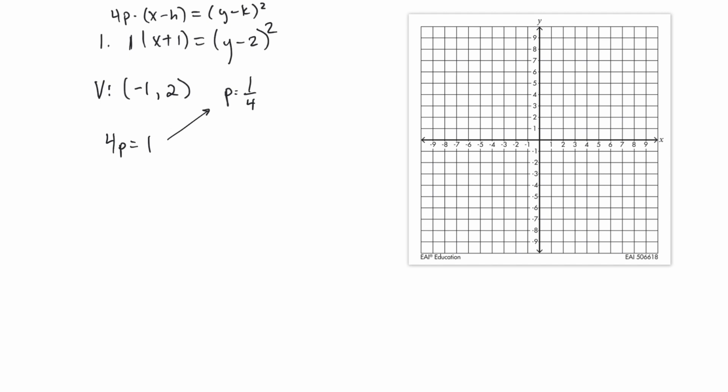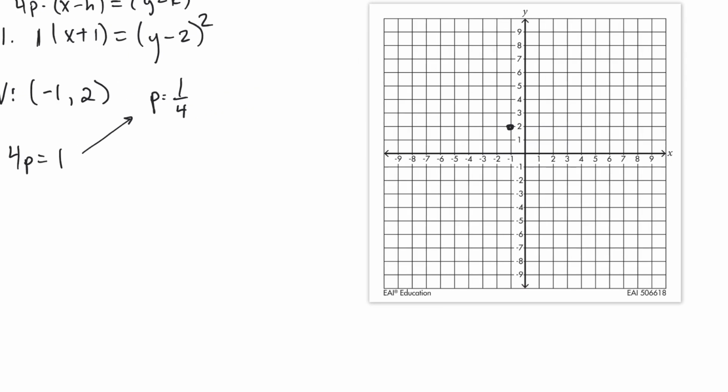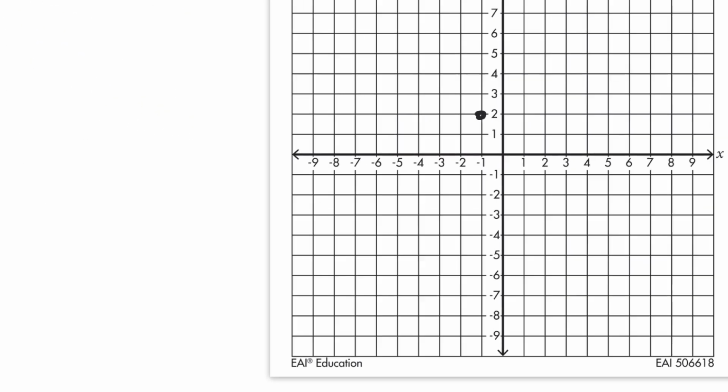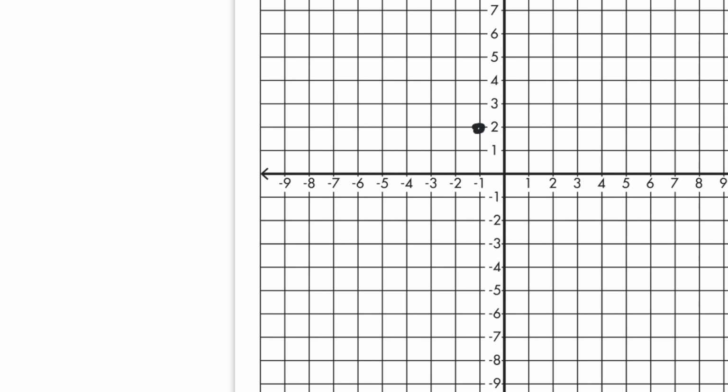Technically, this is all I need in order to graph something. And so what I'm going to do is draw the parabola with this information. So the first thing we're going to do is label the vertex on our graph. So we're going to go over negative 1 and up to positive 2, right? So you're going to see that. Let me zoom in a little bit. And then from there, we are going to draw the rest.